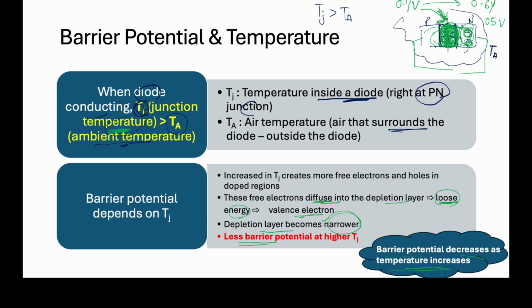Let's say you don't want to do anything with the external DC here. We don't want to apply any external DC, we just want to add some temperature to this diode. Due to the increasing of the temperature, it will make the barrier potential become lesser, and it makes the depletion layer narrower. So instead of 0.7, it will become 0.6 or 0.5 or 0.4.